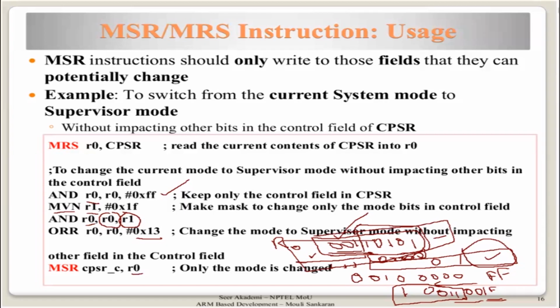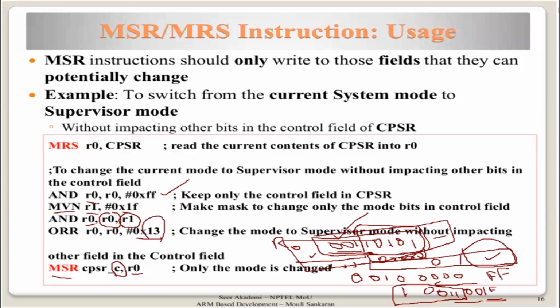See here, I am mentioning C, CPSR_c. That means I am interested in modifying only the lower byte of the CPSR, and I am using MSR. So now the mode is changed from whatever the original mode was. Assume that you are in a privileged mode so that you are able to change the mode bits. It will go back to supervisor mode now, because I am changing the value to 13.